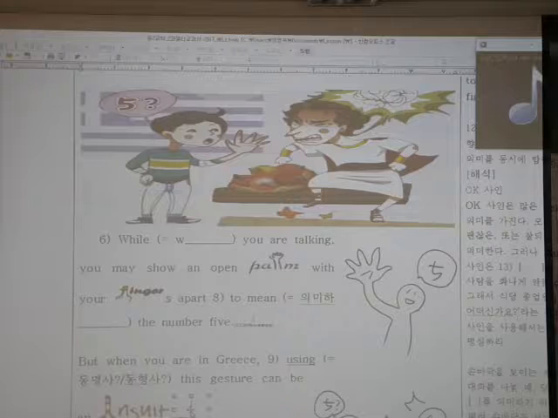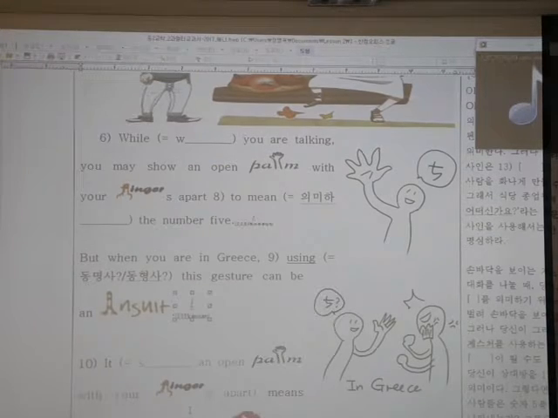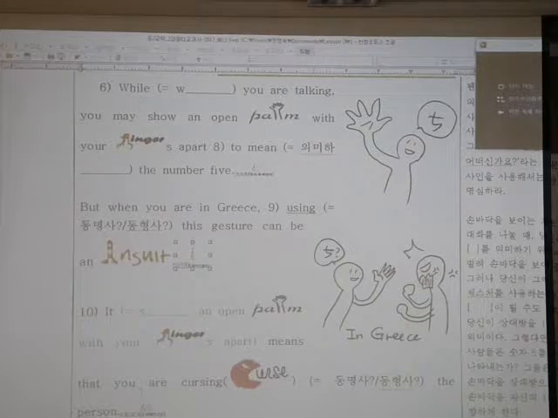When you are in Greece, using this gesture can be an insult.